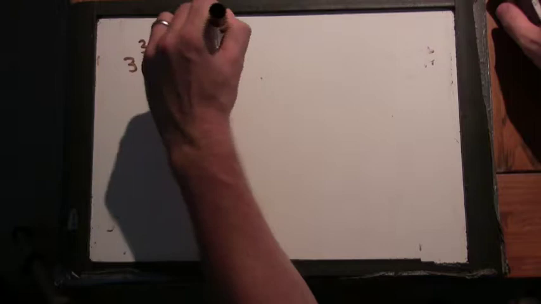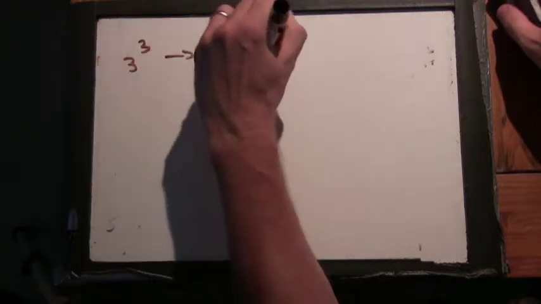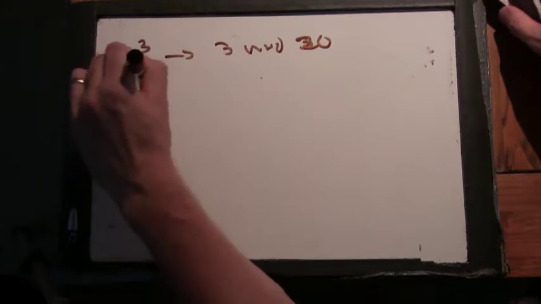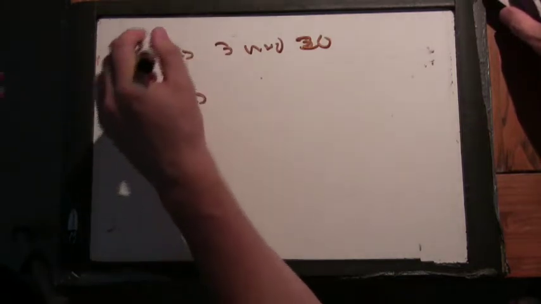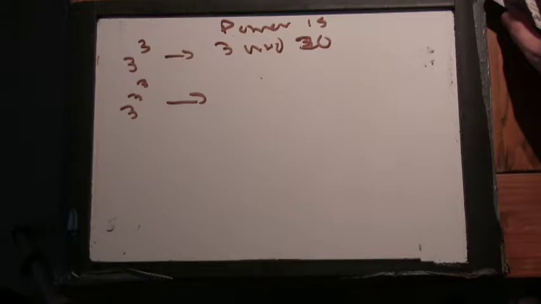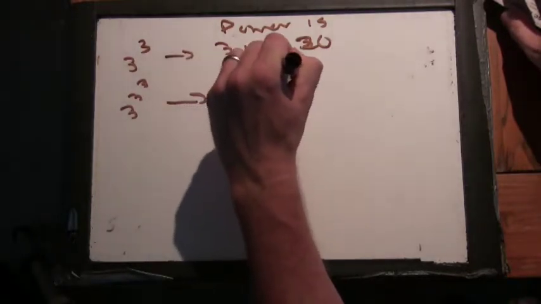So we have 3 to the 3. So this is 3 mod 20 power. Wait, 23. Isn't it 7? Just the power. Okay. Power is 3 mod 20. Okay, 3 to the 3 to the 3? It is. The power is... It's 7. So it's 7 mod 20.